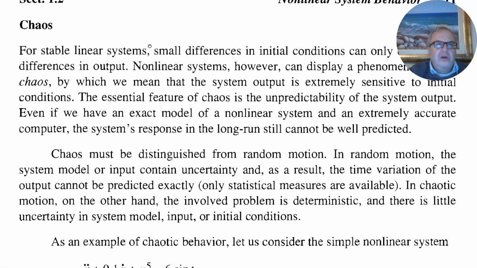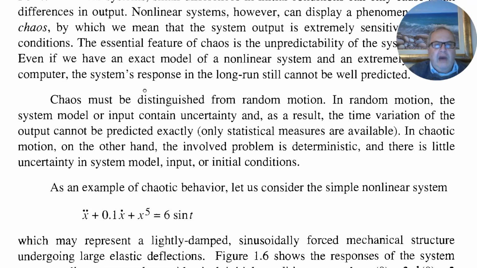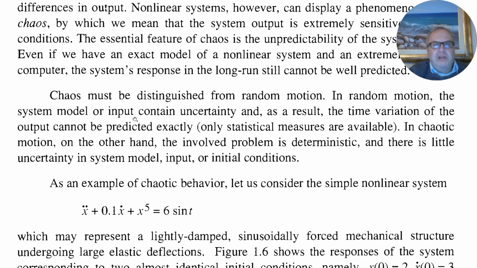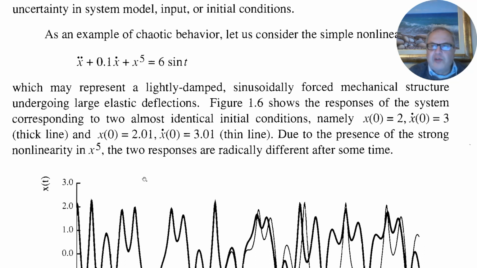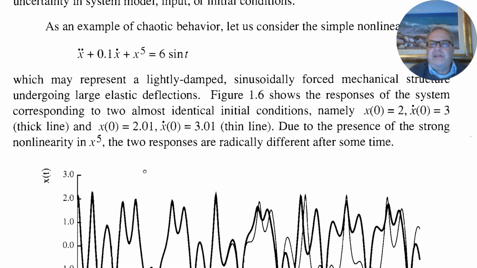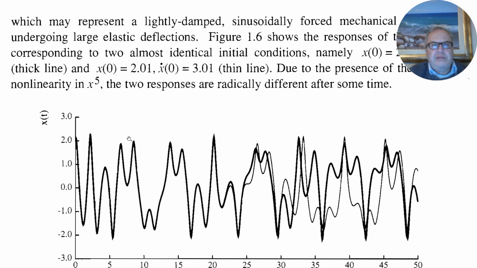Also, chaos. What does it mean, chaos? Chaos means that small differences in the input or in the initial conditions have as a result huge differences in the output. So the output of your system can be described by a deterministic equation, but very complicated, and you cannot describe it with simple mathematics.